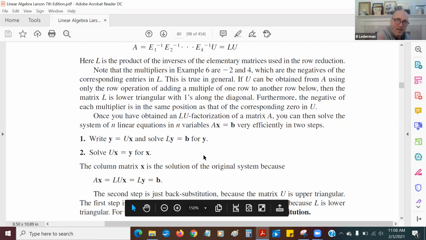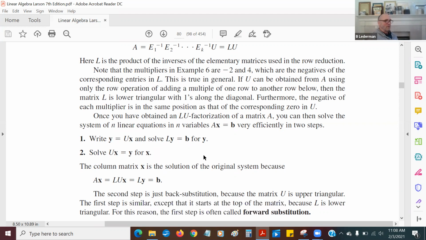But it sounds like I'm crazy. Well, we know I'm crazy, but it sounds like this is nuts, because what did I accomplish here? I had one system of equations, and now I have to solve two systems of equations. So what have I done? It sounds like I've made things worse, not better.